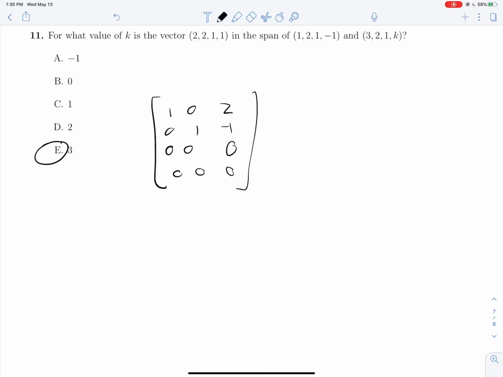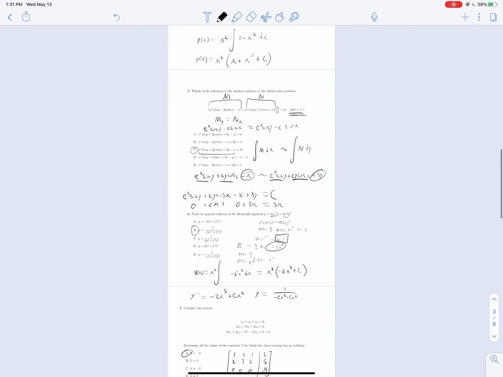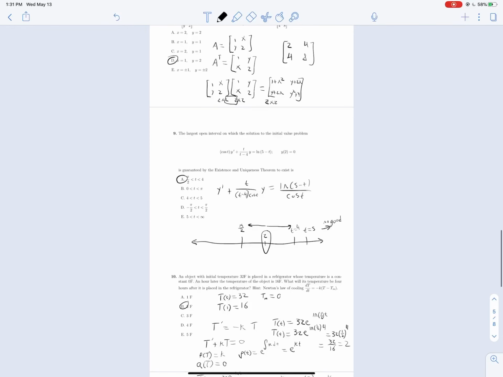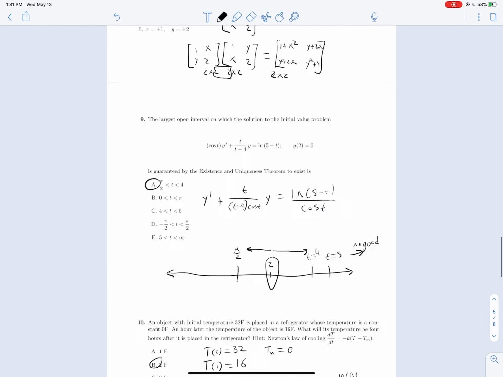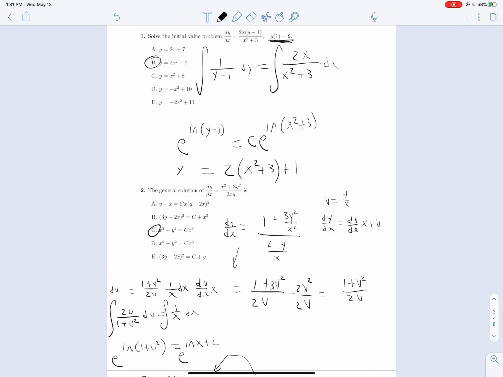That means that this guy can be formed from a linear combination of our first two. In fact, it will take 2 of these guys and negative 1 of this guy to form that vector if k is equal to 3. And you can go and write that all out, and you'll see that it is in fact true. And that means that that vector is in the span of the first two if and only if k is equal to 3. And that's it. We are done with this exam. This wasn't too bad overall, except I still kind of don't like Bernoulli equations, and this was a little bit of a pain. But overall, not too bad, and hope this was helpful where you needed it.